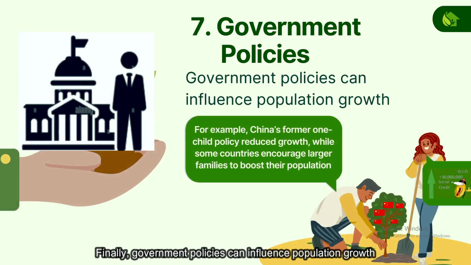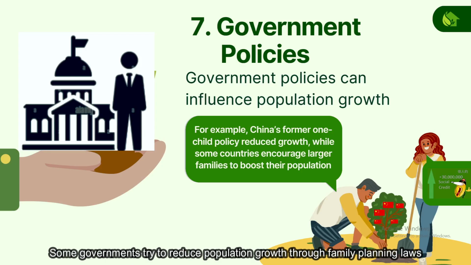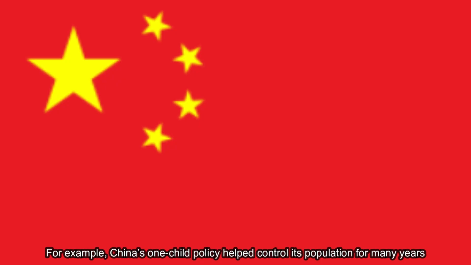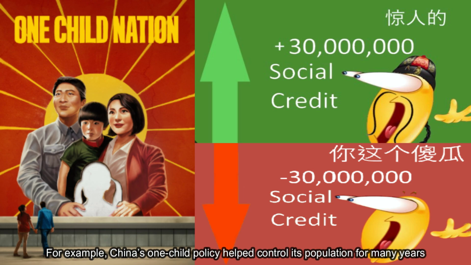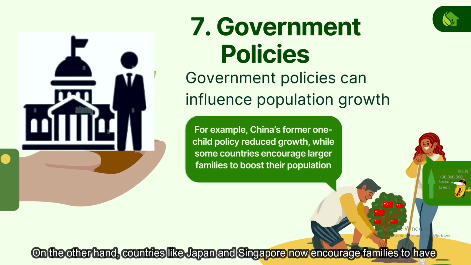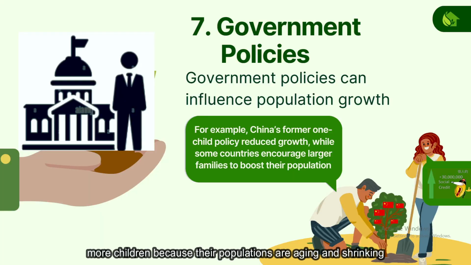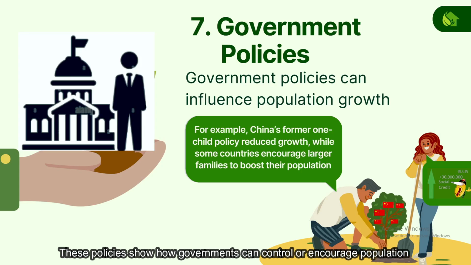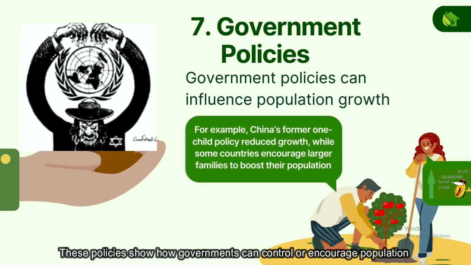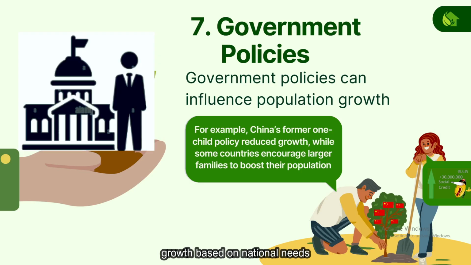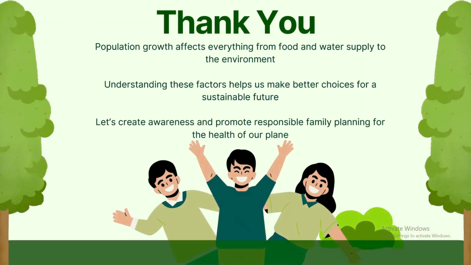Finally, government policies. It can also influence population growth. Some governments try to reduce population growth through family planning laws. For example, China's one-child policy helped control its population for many years. On the other hand, countries like Japan and Singapore now encourage families to have more children because their populations are aging and shrinking. These policies show how governments can control or encourage population growth based on national needs.